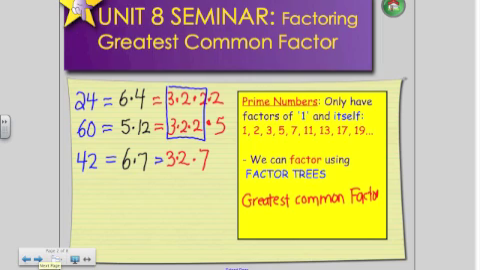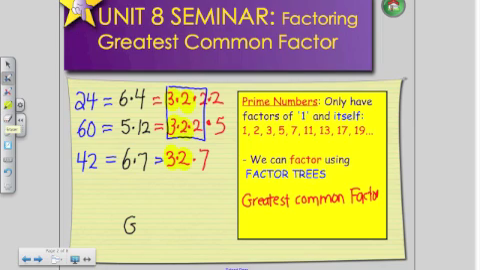So now I have to look at the greatest common factor of all three numbers. First of all, they all have a common 3, and they also all have a common 2. However, 42 doesn't have another factor of 2. So even though the 2 is common between 24 and 60, it is not common to the 42. That means it cannot be the greatest common factor. So the greatest common factor for these three numbers is going to be 3 times 2, which is equal to 6.